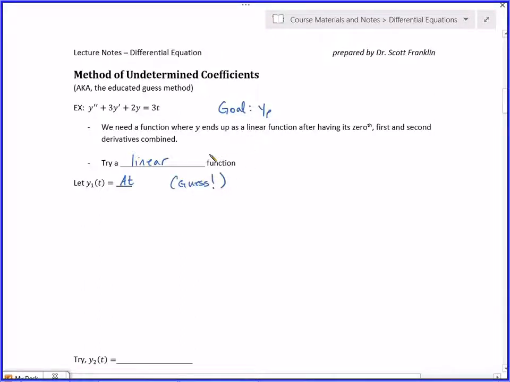I'm not telling you that's what it looks like. I'm just saying, is there maybe an a that if I plug in there would make that satisfy this? So now check if such an a exists so that y1 solves the DE. In other words, just plug it in and see if we can't solve for A.